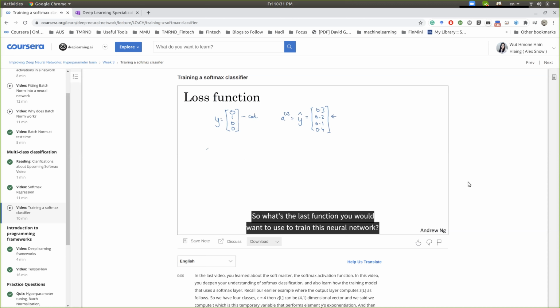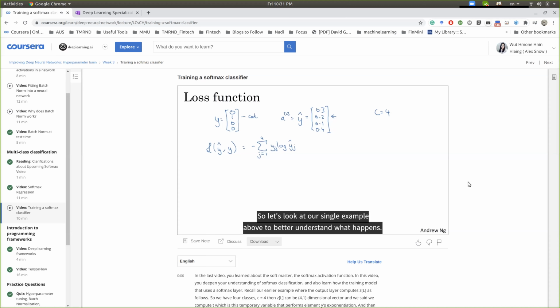So what's the loss function you would want to use to train this neural network? In softmax classification, the loss we typically use is negative sum of j equals 1 through 4, and it's really sum from 1 to C in the general case, so I just use 4 here, of yj log y hat j.